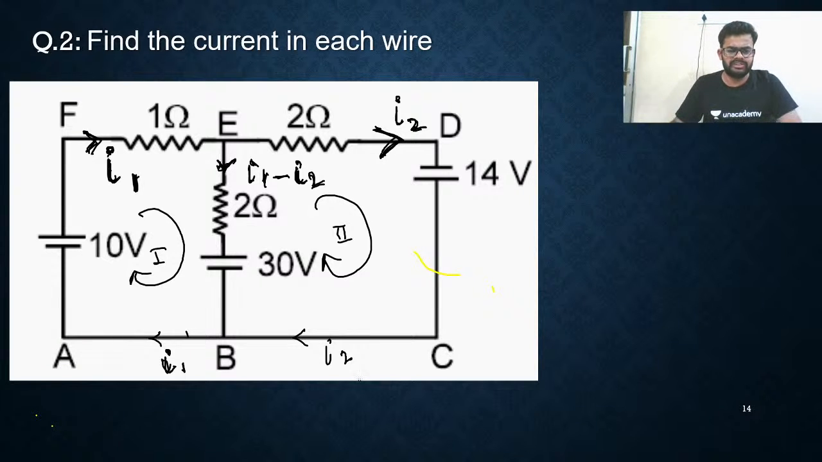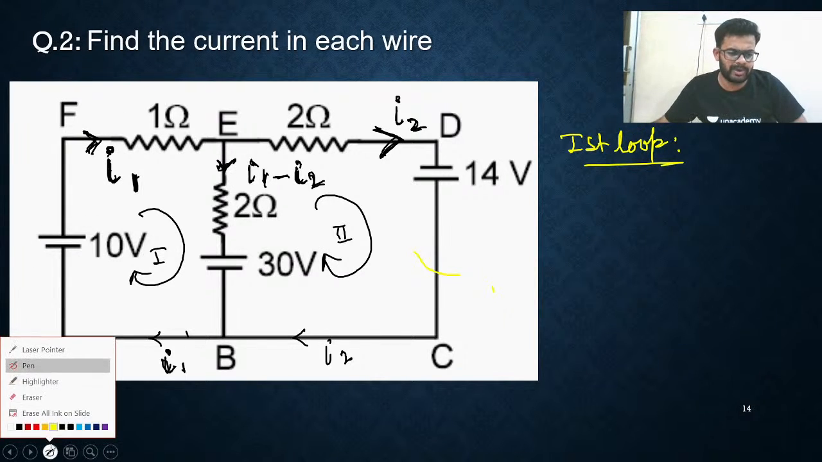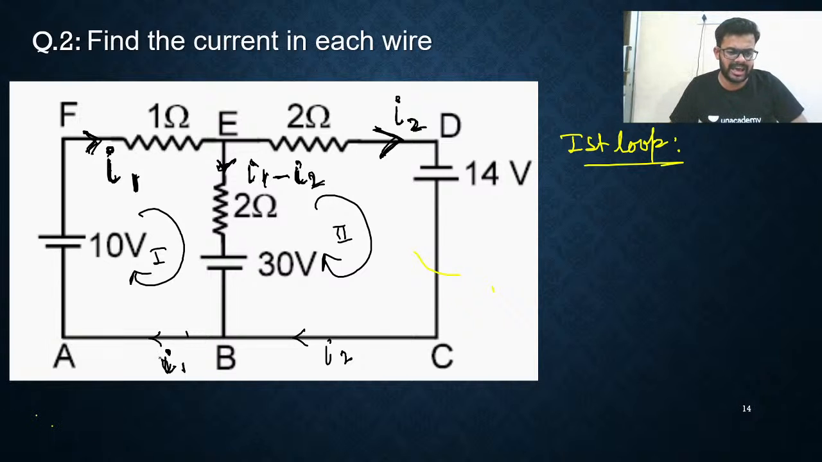How can we solve? I can write for the first loop, starting from point A, let's say. From A we are moving. In the direction of current, we will take the sign positive and the other negative. This is a small process, I am just explaining, that's why it is taking time. So this is negative, this is positive. Here current is entering, this is positive, this is negative.